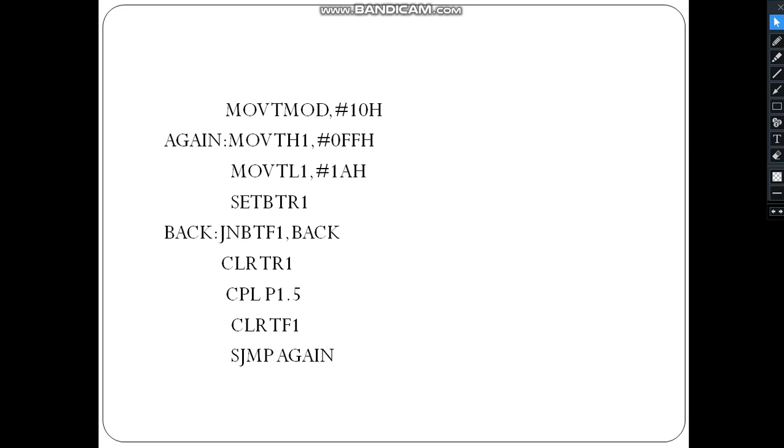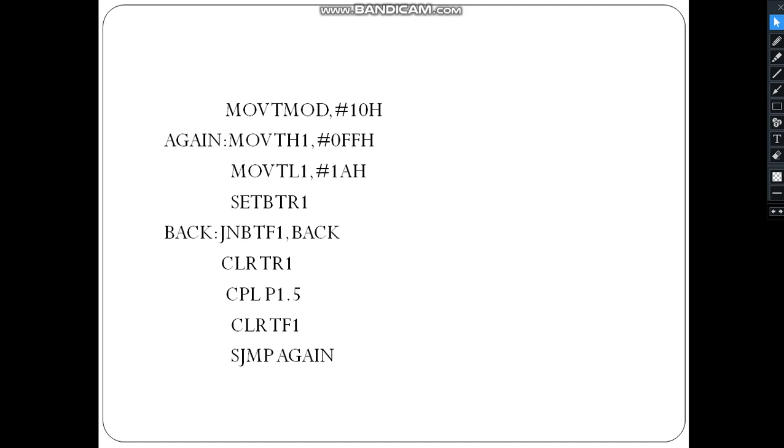Once the timer is started, we continuously need to monitor whether there is an overflow. If there is an overflow, that indicates that a delay of 250 microseconds is generated. Once there is a delay, the next instructions will be executed. First, we need to stop the timer. The timer is stopped using the instruction CLR TR1.